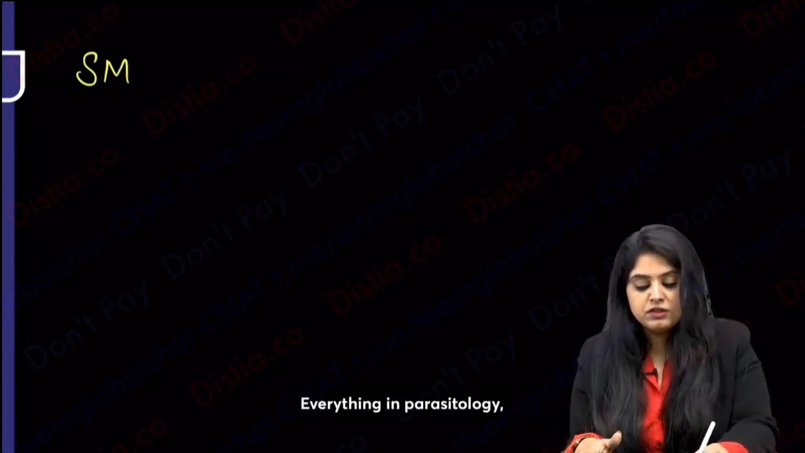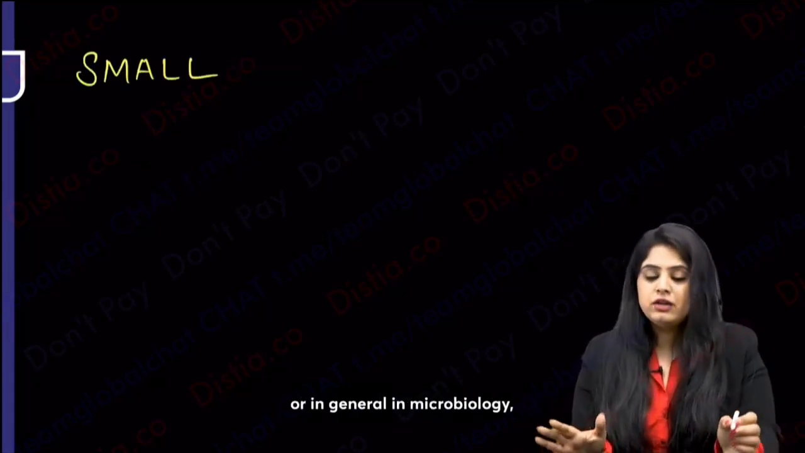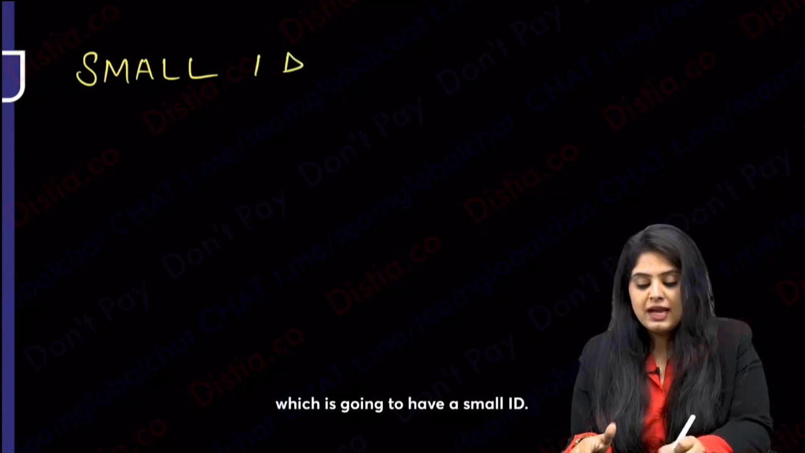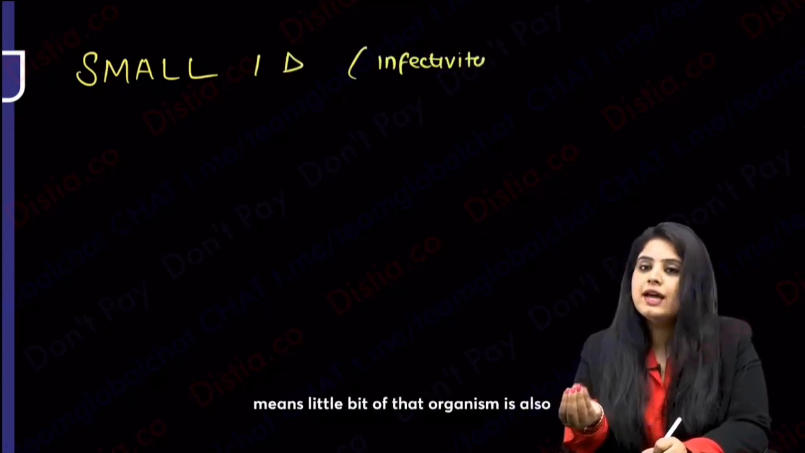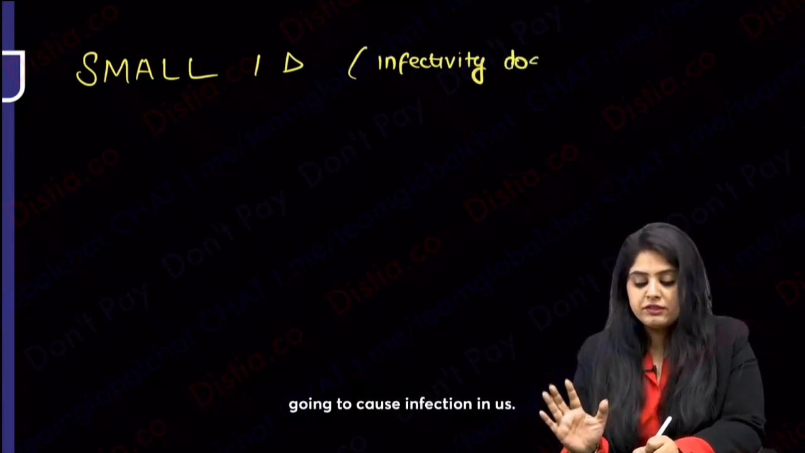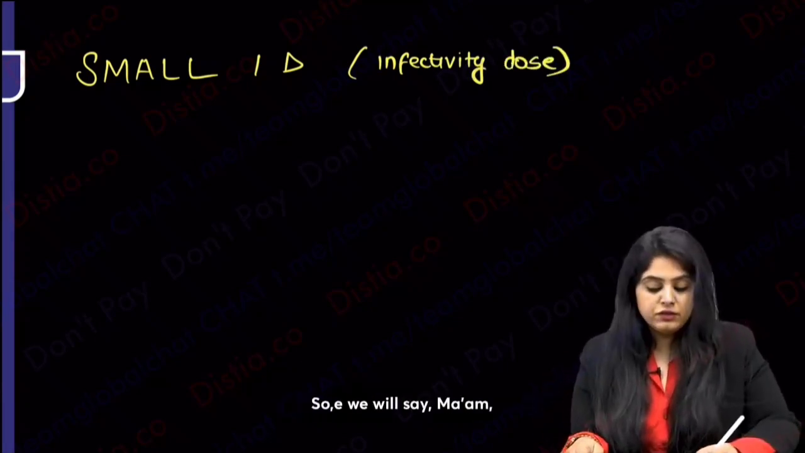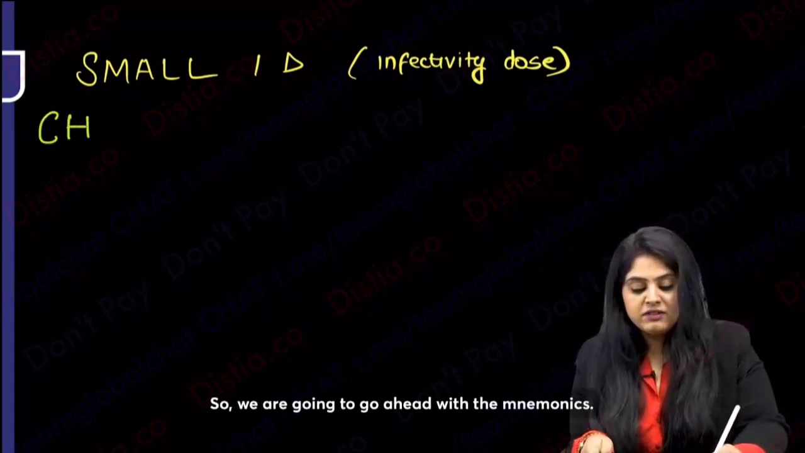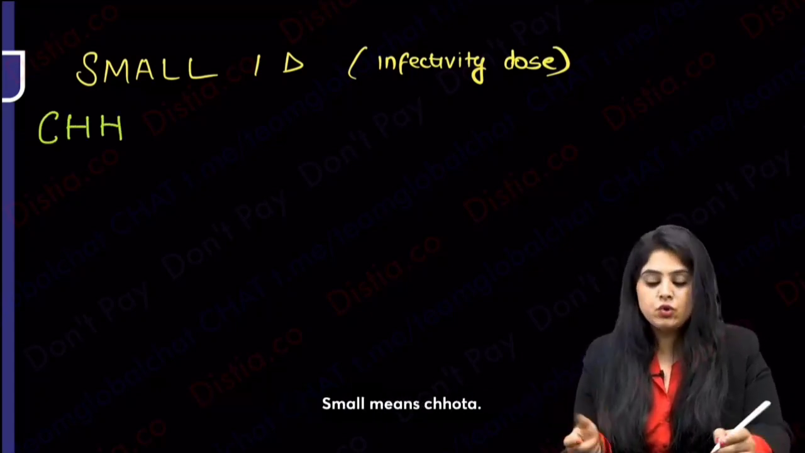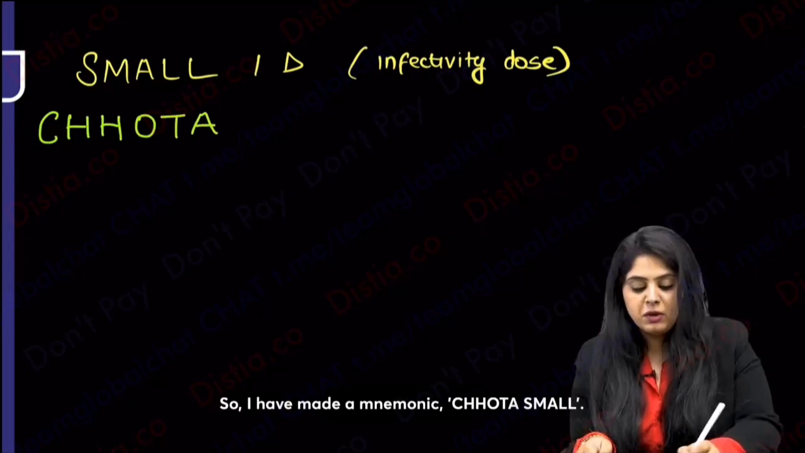Everything in parasitology, or in general in microbiology, which is going to have a small ID. ID refers to infectivity dose, meaning a little bit of that organism is also going to cause infection in us. So how am I going to learn this? You'll say, ma'am, everywhere in micro we need a mnemonic, na? So we are going to go ahead with a mnemonic. Small means what? Small means chota. So I've made a mnemonic: chota small.